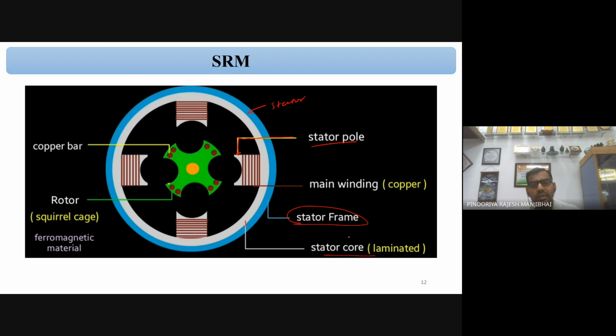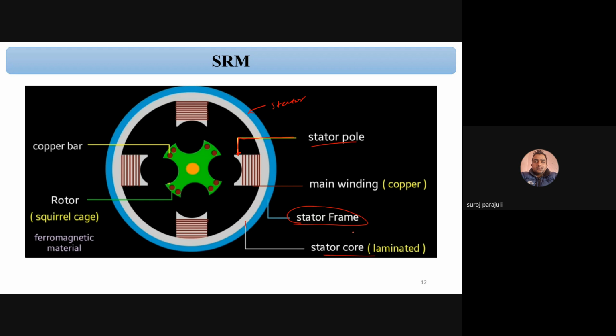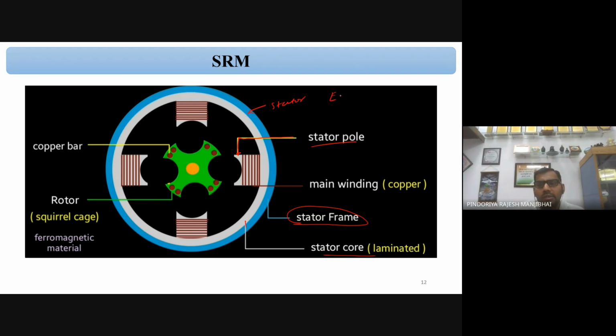Why lamination? Any idea why we have to laminate the stator core? To reduce the eddy current loss, sir. Yeah, to reduce the eddy current losses and hysteresis losses. Correct. So we have to laminate the stator core as well as the rotor core if we have a rotor winding, so we can reduce the eddy current losses and hysteresis losses.